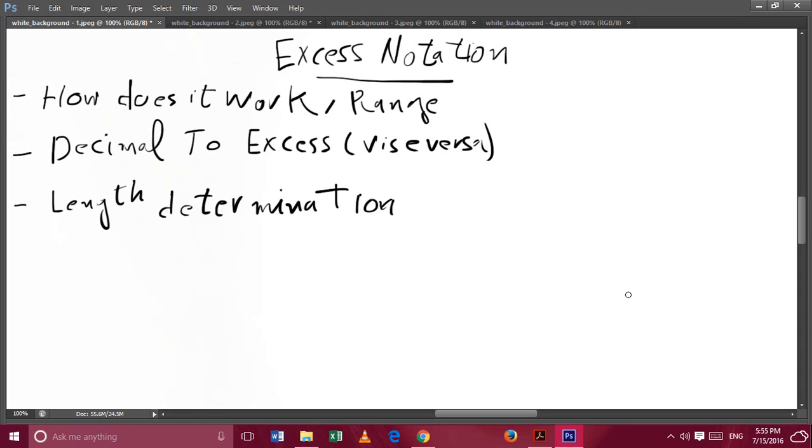In today's tutorial we learn about yet another binary system which is called the excess notation. The excess notation allows us to represent both positive as well as negative numbers. So in today's tutorial we are going to cover three elements: how does the excess notation work, the range, how to convert from decimal to excess and vice versa, and then something that I call length determination. So let's get to it.